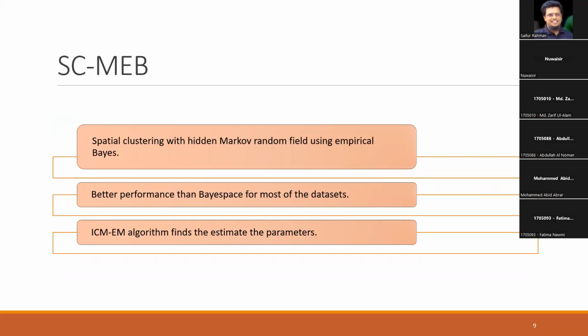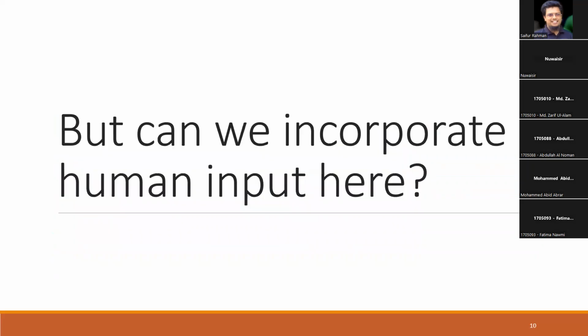Another very famous method in this domain is SC-MEB. SC-MEB also uses the spatial information using a hidden Markov random field. It estimates the parameters using the ICM-EM algorithm. Here we saw that none of those methods used human input. But can we use human input for improving our clustering? That is a burning question.